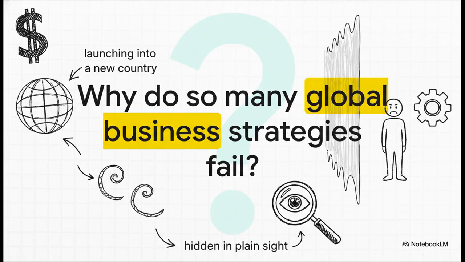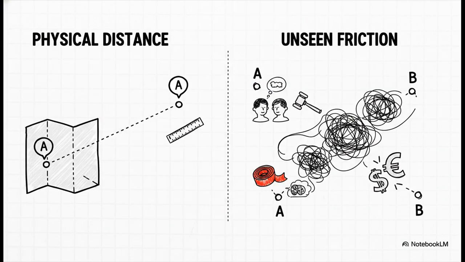So, why do so many global strategies just fail? You've seen it, right? A company has this awesome product, a bulletproof plan, they launch into a new country, and bam, they hit this invisible wall. What's going on? Well, it happens over and over, and the answer, it turns out, is usually hiding in plain sight. And here's the big reveal.